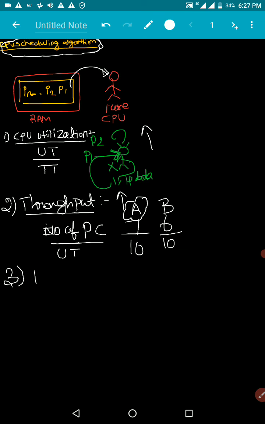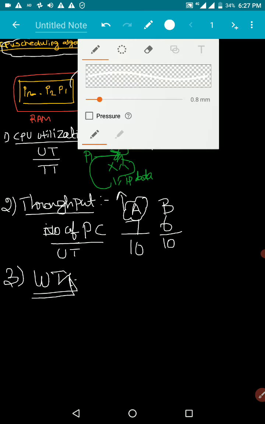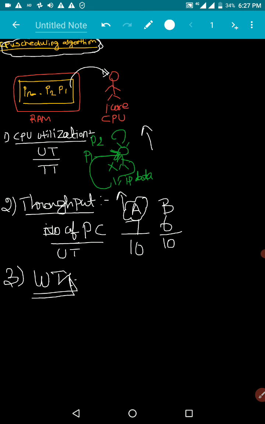The third one is waiting time. Generally, in a multi-programming environment, multiple processes reside in RAM. Waiting time means how much time a process waits in the ready queue, which resides in RAM. That is called waiting time.